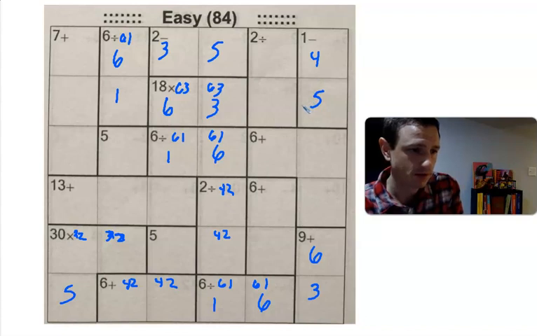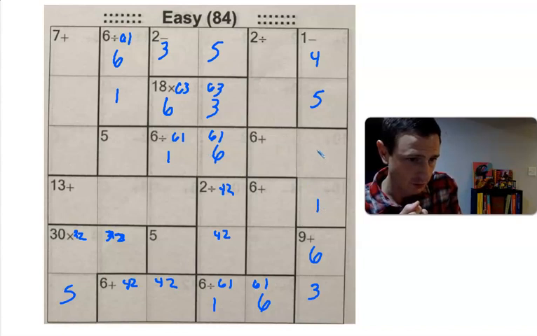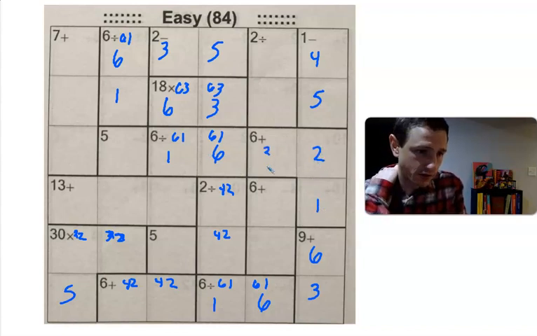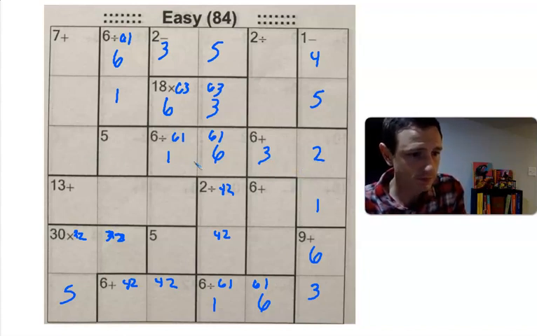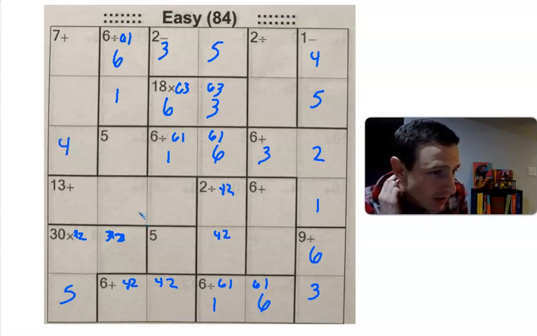And then should be able to do more. All right, I could figure out this probably. Six, five, four, three. So two and one are still left over, which one cannot go here. So this is one, this is two. Six minus three is three, so this has to be a three to make up the rest of it. Six, five, four, three, two, one.